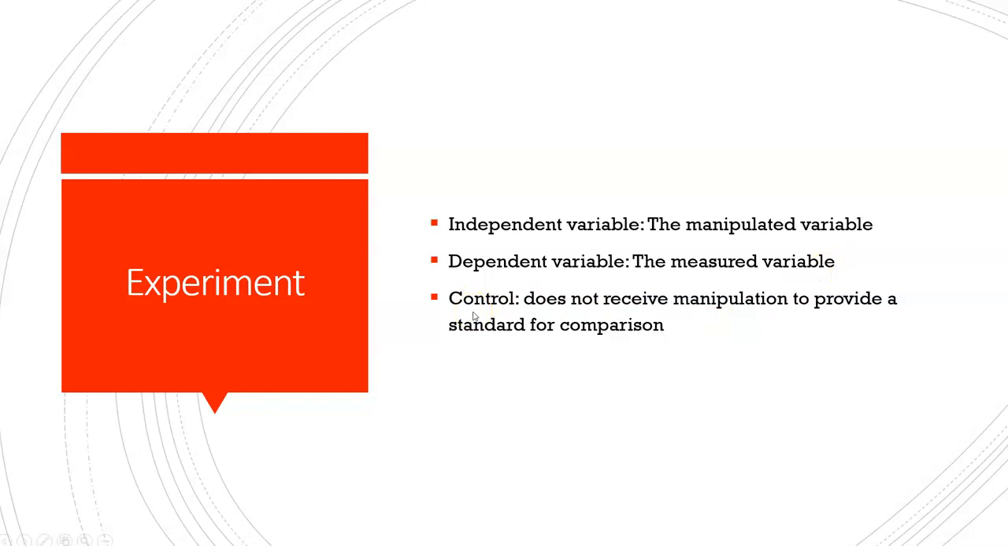And then you'd have a control that doesn't receive any kind of manipulation, just to give you a standard for comparison to make sure that there's not something else crazy going on in your experiment, and also to prove that whatever manipulations you're making do change the outcome.